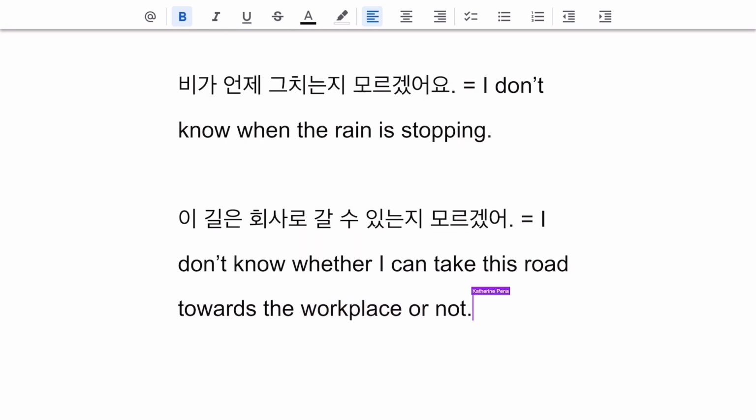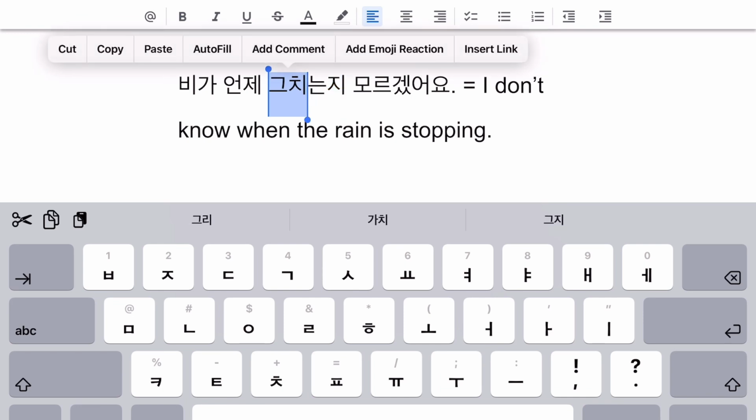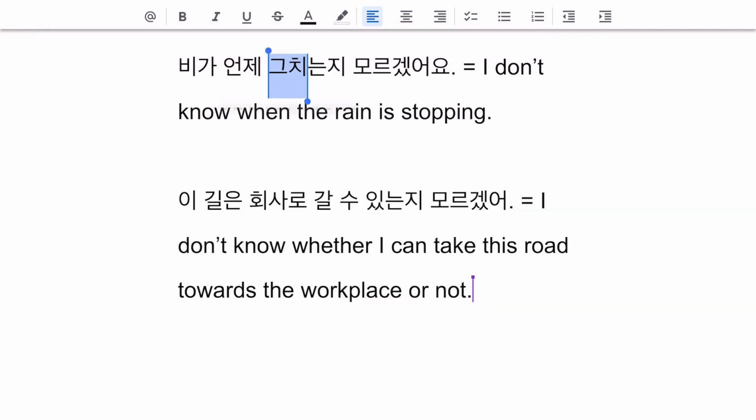I don't know when the rain is stopping. 비가 언제 그치는지 모르겠어요. So yeah, 그치다, to stop. 비가 언제 그치는지 모르겠어요. I don't know when it will stop.